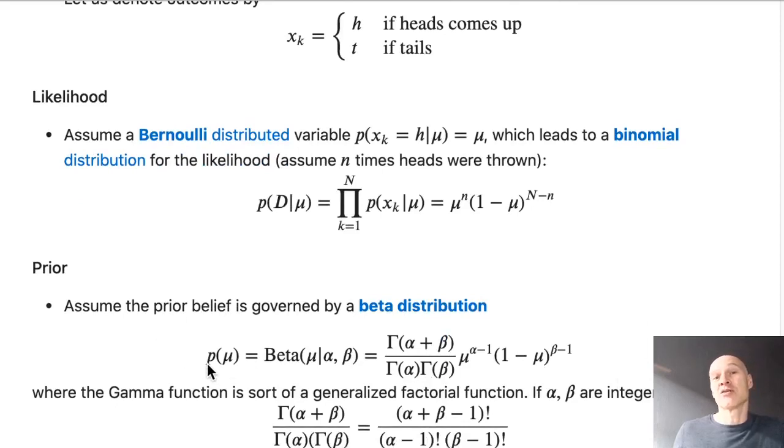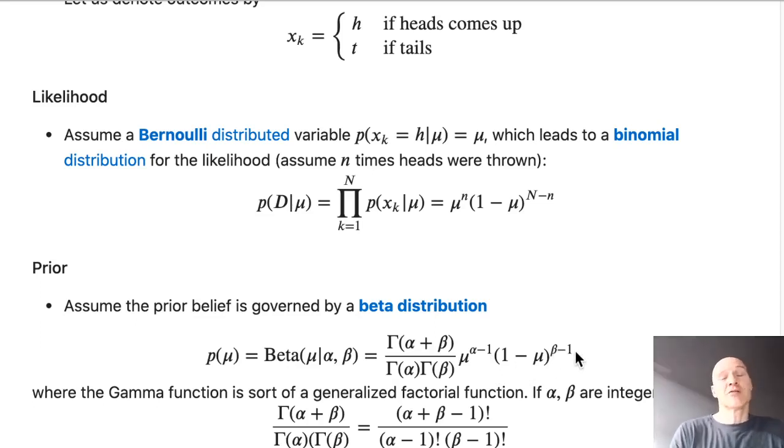So we say the prior probability for mu is a beta distribution over mu, and we give this beta distribution two parameters, alpha and beta. This is the expression: an expression in the parameters alpha and beta, and then mu to the power alpha minus 1, times (1 minus mu) to the power beta minus 1.